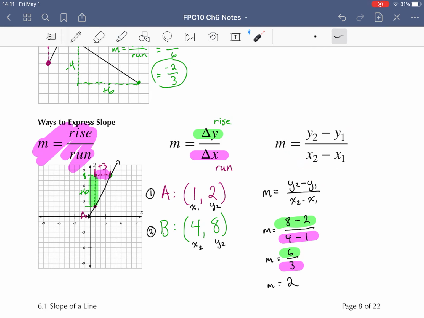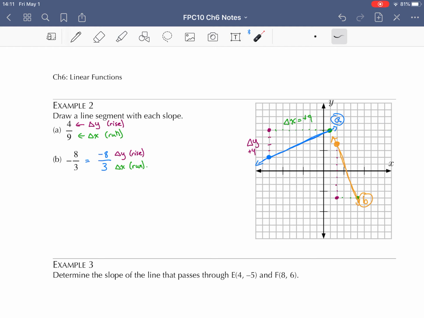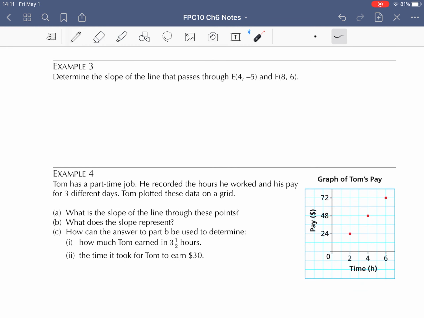In example number 3, we're going to use this formula right here. Slope is equal to y2 minus y1 over x2 minus x1. And I'm going to show you an easier way to, well, maybe not easier, a different way to write this out. So let's find example number 3. Determine the slope of a line that passes through the points E(4, -5) and F(8, 6).